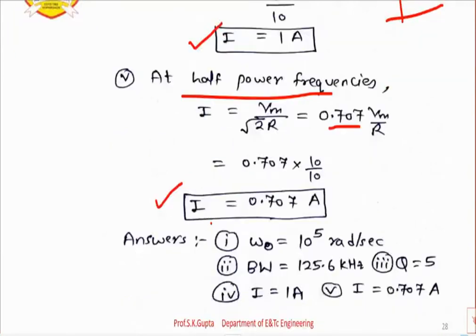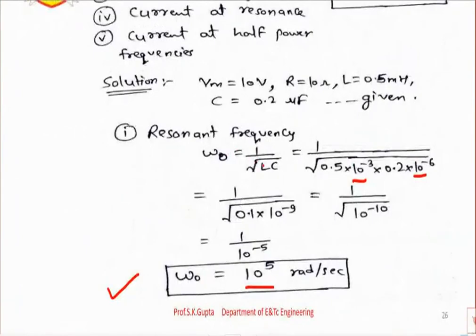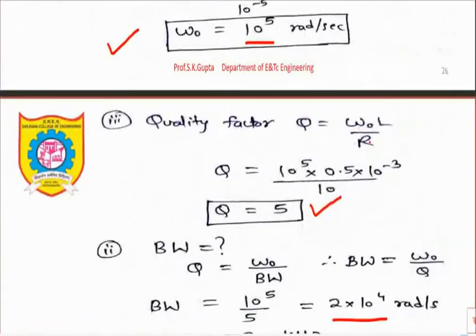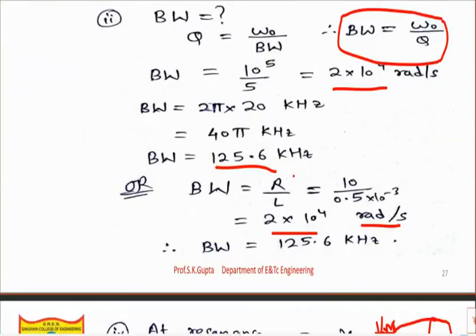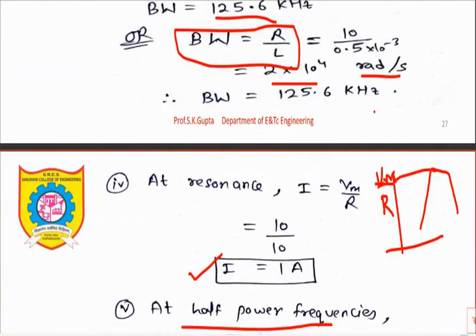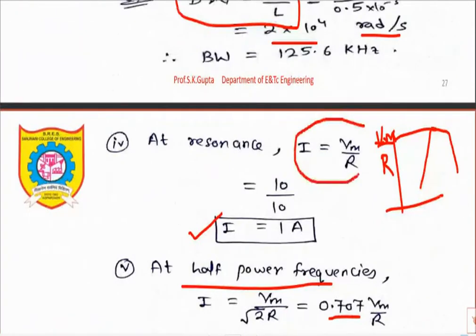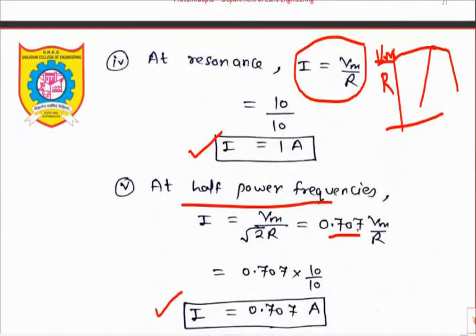Okay. So we have determined all the things. First, resonant frequency by the formula 1 upon under root LC, then quality factor by the formula omega naught L by R, then bandwidth by using this relation, bandwidth equal to resonant frequency divided by quality factor, or you can use bandwidth equal to R by L. Only calculations are there. You should be careful with the calculations. Milli means 10 raised to minus 3, micro means 10 raised to minus 6. Then at resonance, current is Vm divided by R, and at half power frequencies, current is 0.707 Vm by R.